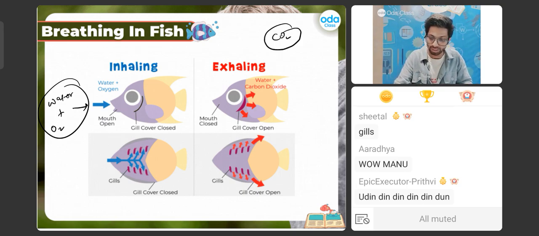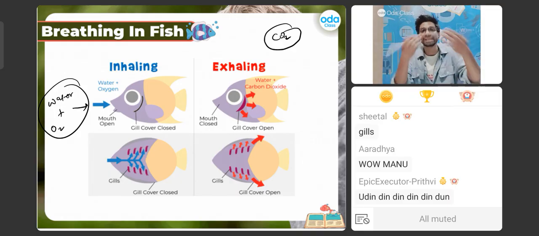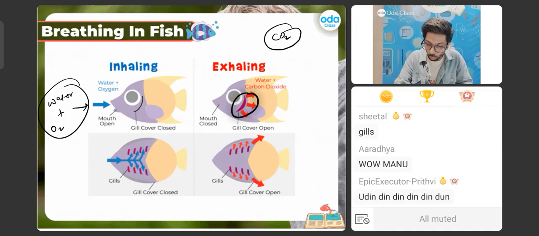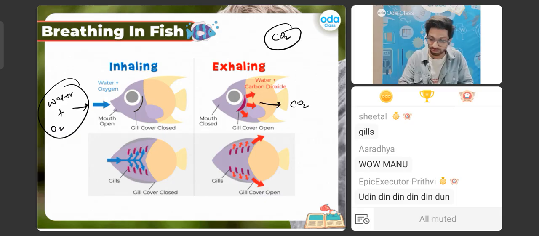Now, after the respiration process, fishes will produce carbon dioxide, right? They also have to release carbon dioxide. So when they have to release carbon dioxide, they will open their gill cover, and all the carbon dioxide will come out. All the CO2 and water will come out of the gills.